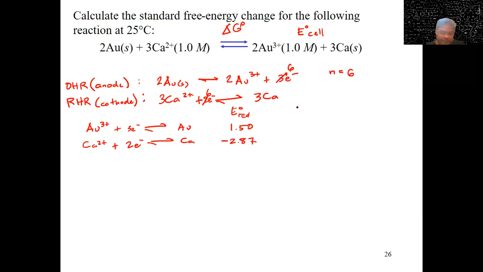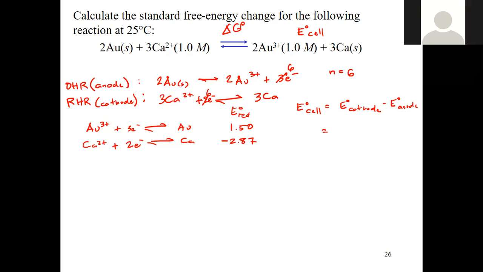And the first thing that we do is to get the cell potential. So paano natin ilalagay yung mga value? Ano yung value na nasa anode? Ano yung value na nasa cathode? Negative 2.87 minus 1.50. Everyone agree on that?